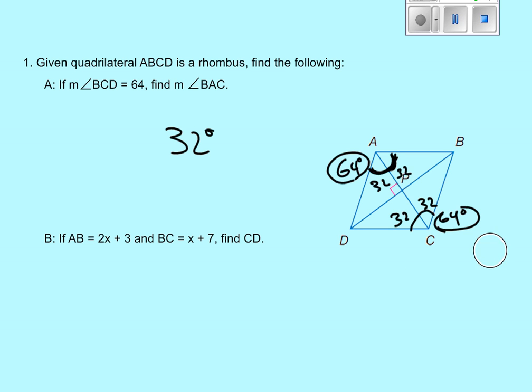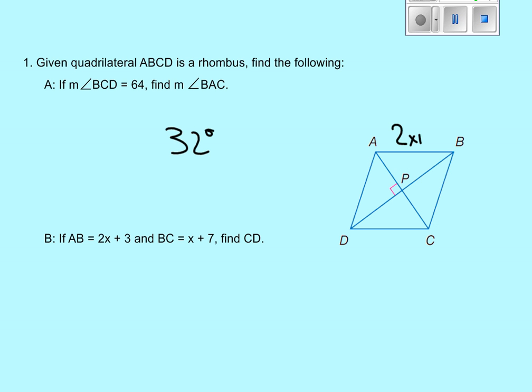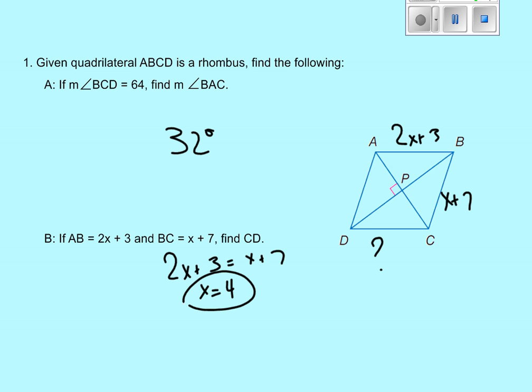So let's take a look at some of the segment pieces here. First off, remember that all 4 sides are congruent. AB is 2x plus 3. BC is x plus 7. Find CD. Well, all 4 sides are congruent. That means this is equal to this. So below subtraction, I get x equals 4. So if x equals 4, that means this side and this side both equal 11. That means CD is going to be 11. That's going to be your answer.